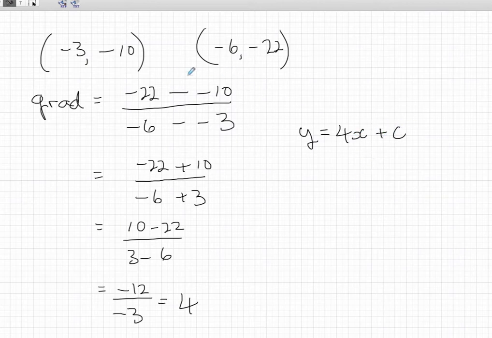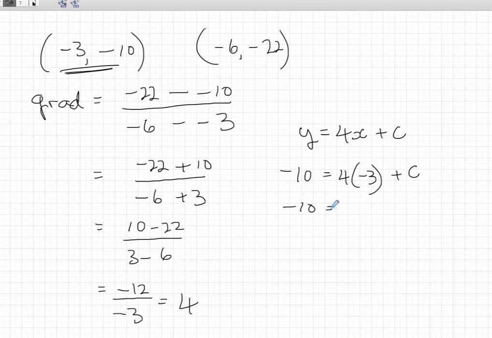If we take this point here, the y is minus 10, that's minus 10, is equal to 4 times minus 3 plus c. So we've now got minus 10 is equal to minus 12 add c. Now I'm going to do a complete swap. So I'm going to write this is equal to minus 10. I find that a bit easier. So minus 12 add c is equal to minus 10.